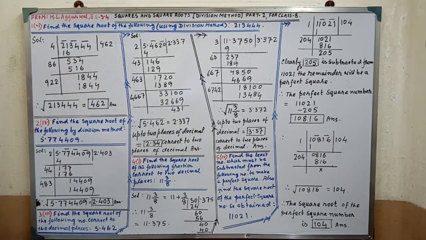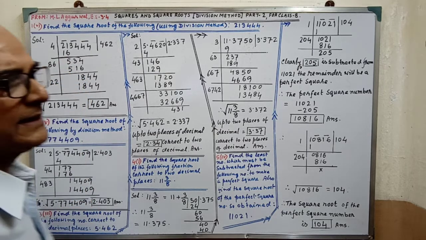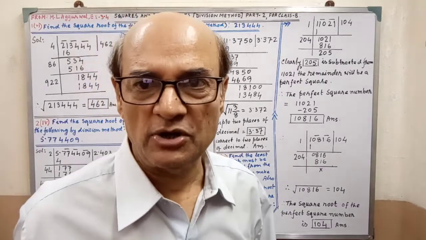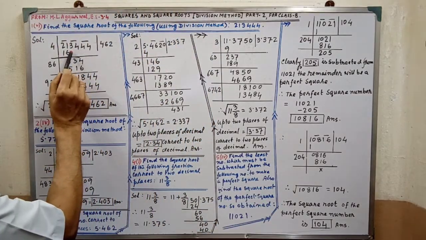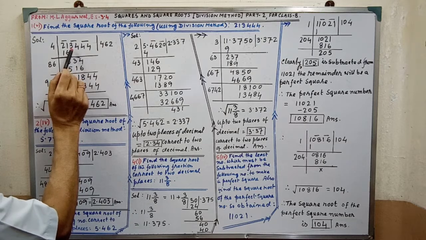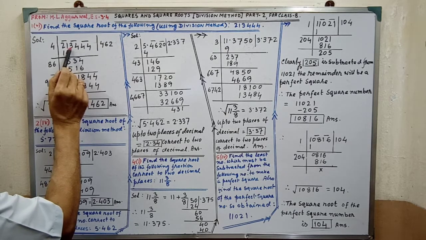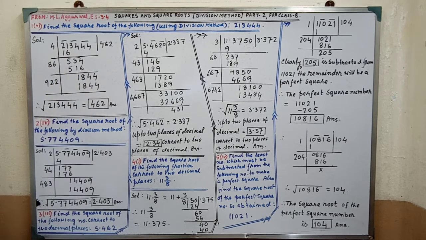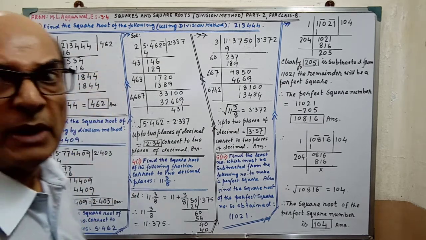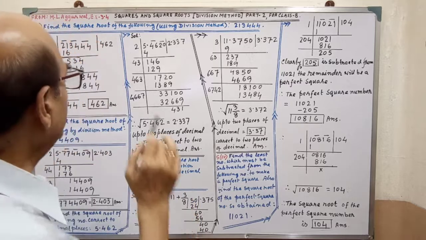After subtraction, we are getting 5. Then in case of simple division, we are taking 1 digit from the dividend. But in case of square root, finding square root in division method, we have to take 2 digits at a time. In this way, 3, 4 at a time. Then this is the vital part. You must pay your full attention.